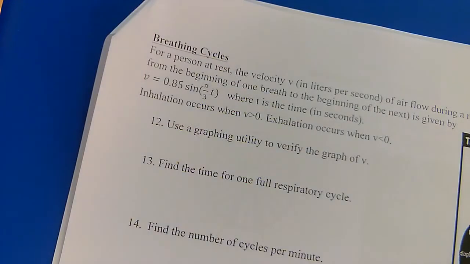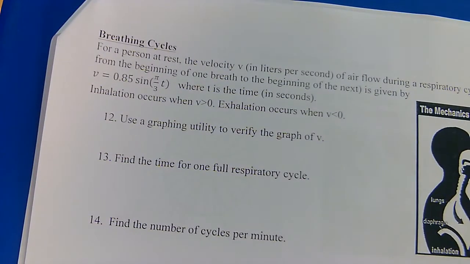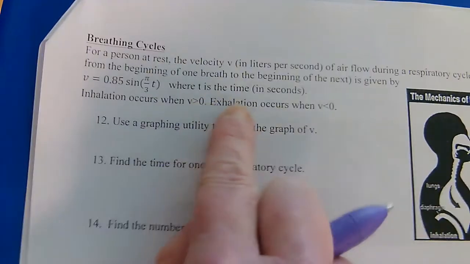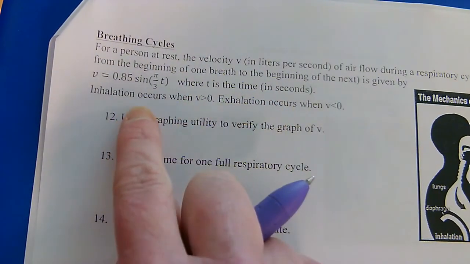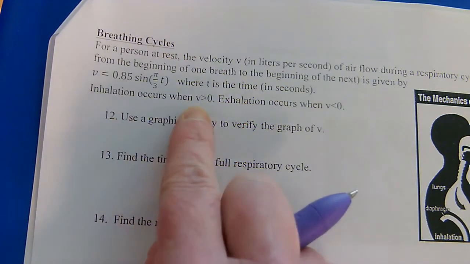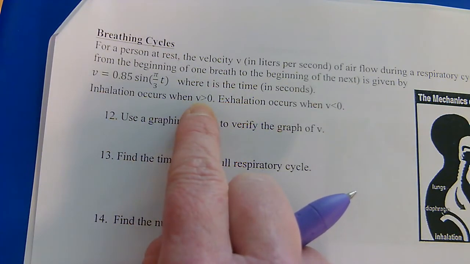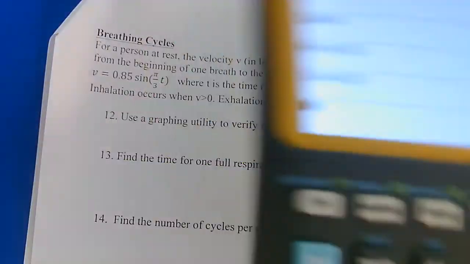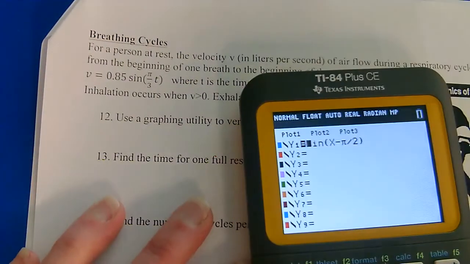Breathing cycles. For a person at rest, the velocity in liters per second of airflow during a respiratory cycle, the time from the beginning of one breath to the beginning of the next, is given by this function, where t is the time. Inhalation occurs when the velocity is positive, and exhalation is when the velocity is negative. Let's take a look at this graph.